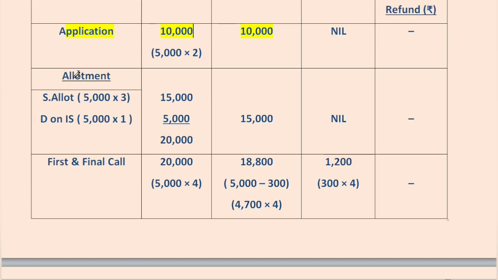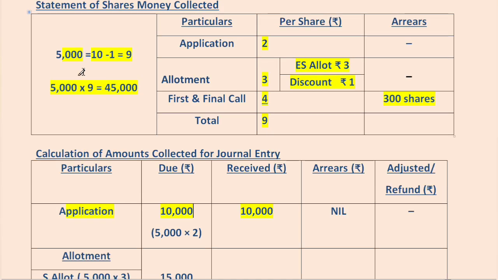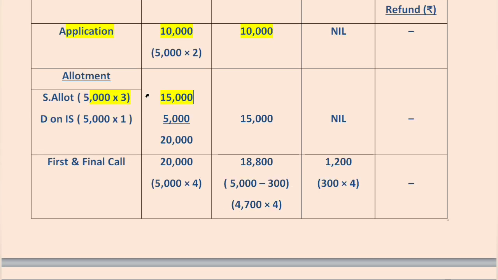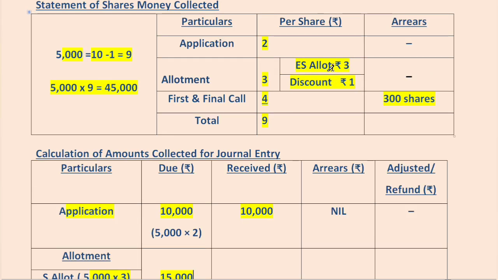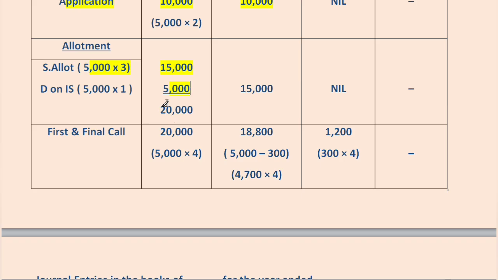Allotment is the important thing, here we have to divide. First, allotment due: 5,000 into the entire 3 rupees, that is 15,000. Then discount: 1 rupee, 5,000 into 1, that is 5,000. So totally 20,000 due.